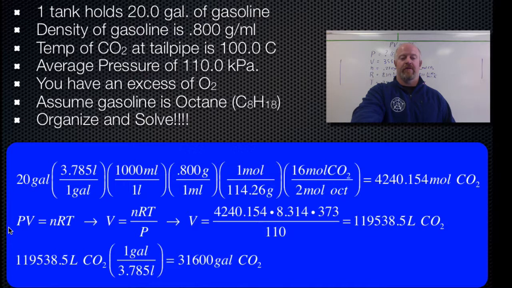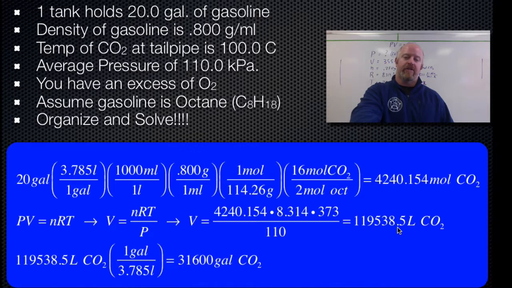Now we go back to PV = nRT, the ideal gas law. We're solving for volume, so we arrange it to solve for volume: nRT over P. Plug our numbers in. We have 4,240.514 moles. We're working in kilopascals, so I have 8.314 for R, because our label up here is kilopascals. I have 373 kelvins because we had to convert this to kelvins. And we had 110 kilopascals of pressure. Plug all that in and solve, and we get this gigantic number in liters of carbon dioxide.